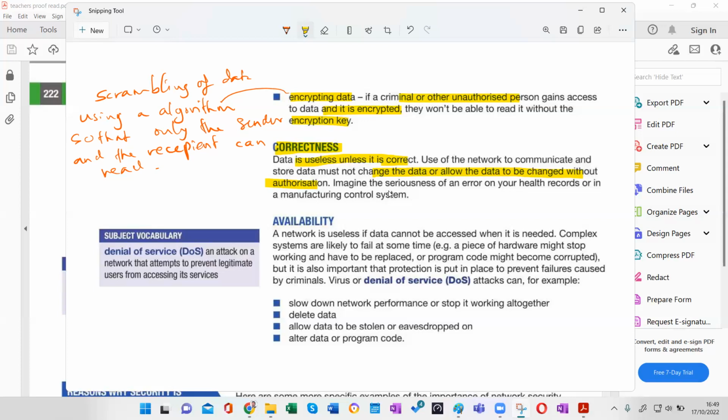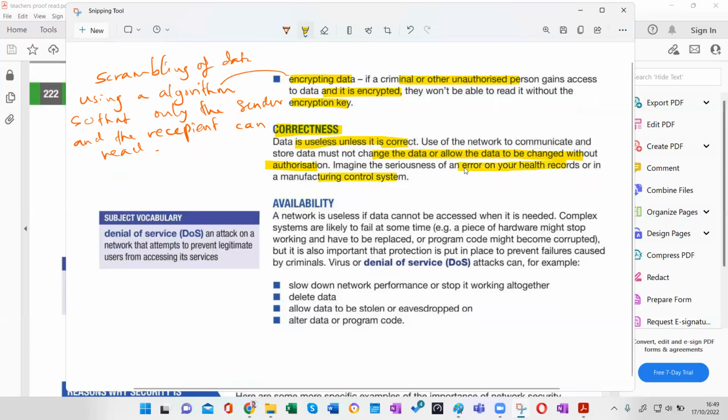Okay. Imagine the seriousness of an error in your health records or manufacturing control system. Imagine wrong data entry in the hospital about your health condition can lead to instant death. In a manufacturing control system, products had to be discarded because of wrong measurements. Okay. Next is availability.